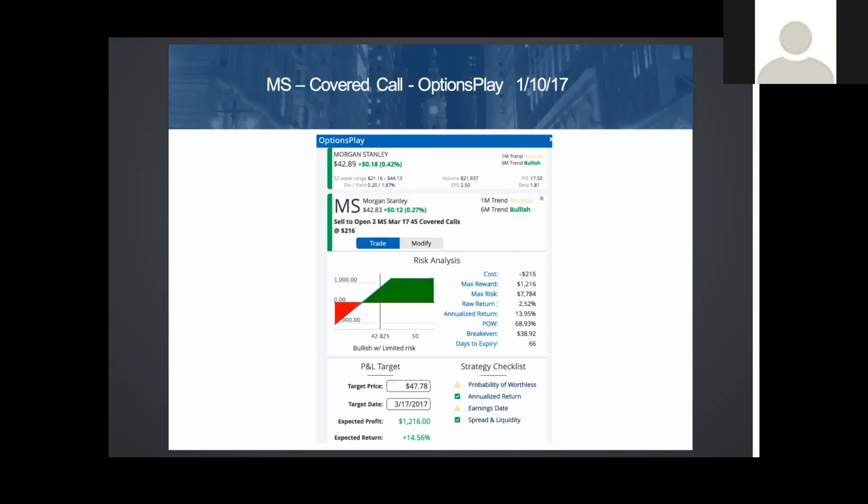And in this particular case, what we're looking at is we're selling a March 45 covered call. So Morgan Stanley in this particular case is trading almost at 43. So you're selling a call that's about $2 out of the money. And you're going to receive, in this particular case, $216 in income for selling these 2 covered calls. And that comes out to be an annualized yield of about 14%.